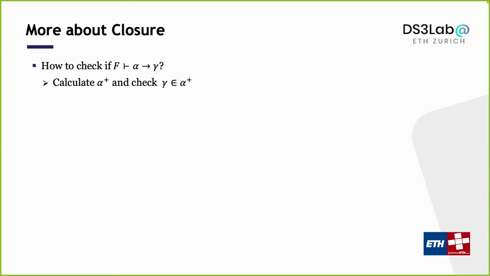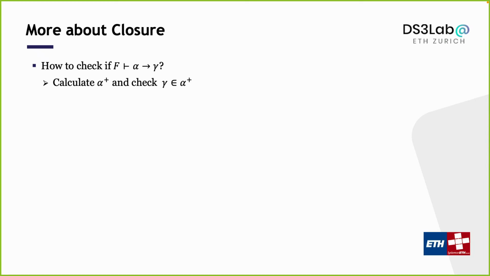Well, the thing you can do is to first compute the closure of alpha using the previous algorithm, which is very simple, right? Compute the closure of alpha and check whether gamma is in the closure or not. If gamma is in the closure, it means that you can actually derive alpha to gamma from F. Otherwise, you cannot. Okay?